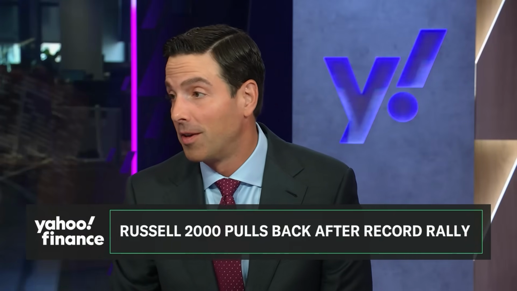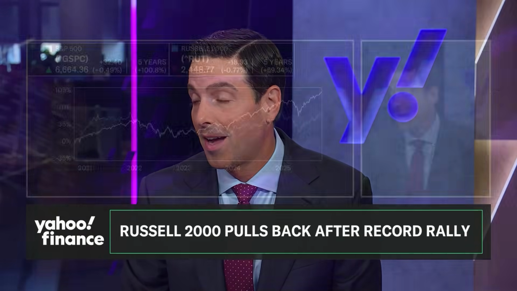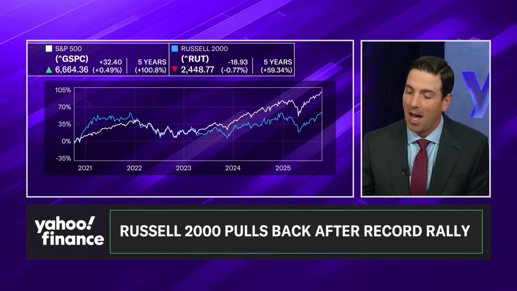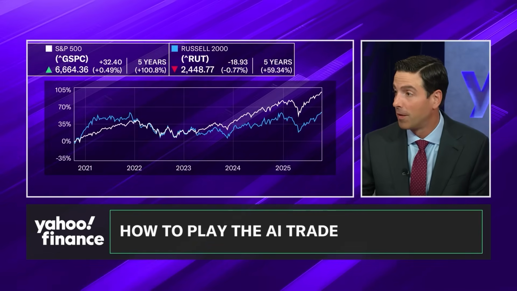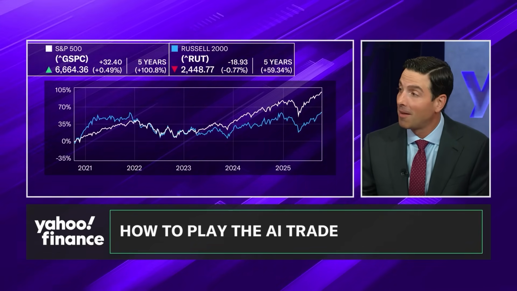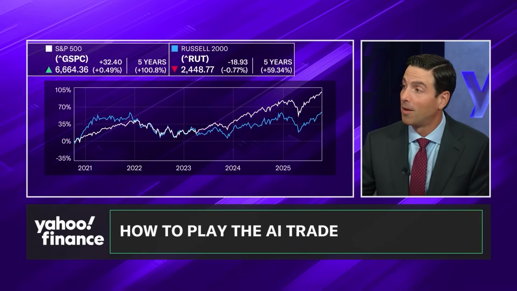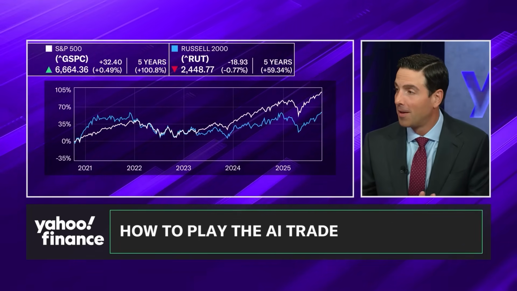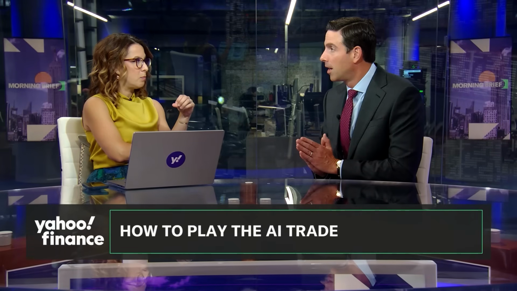The other thing is energy, by the way. You can't give away energy right now. If you believe in data centers, this is the covert AI play. That sector is trading at the lowest multiple in the S&P 500, 15.2 times. It's going to have the second highest earnings growth next year at 17.7%, even if oil prices remain suppressed.